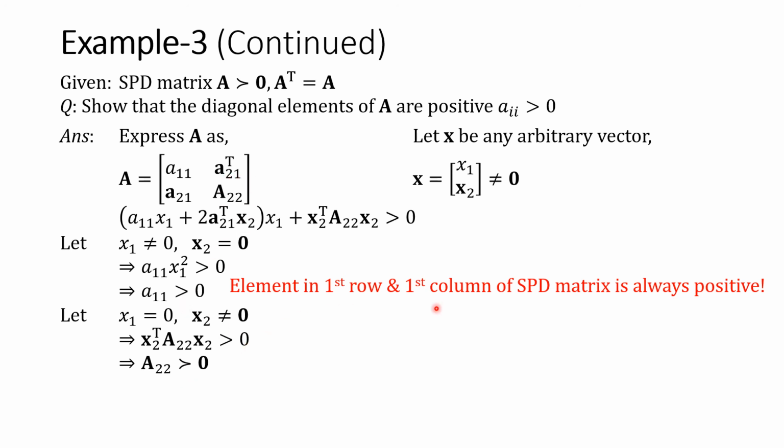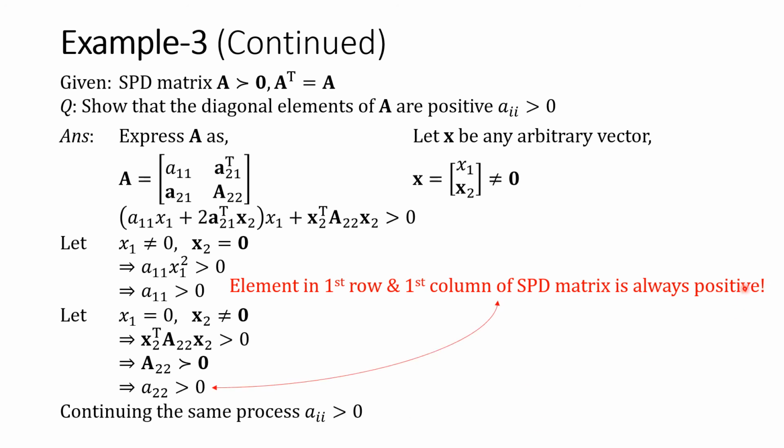Now, exploiting the same property, since A22 is positive definite, its first row and first column element must always be positive. Whence, lowercase a22 is greater than 0. And we can proceed further. We first showed that A11 is greater than 0, then we showed that a22 is greater than 0, and we can proceed further, show a33, a44, and so on, show that all the diagonal elements are greater than 0.